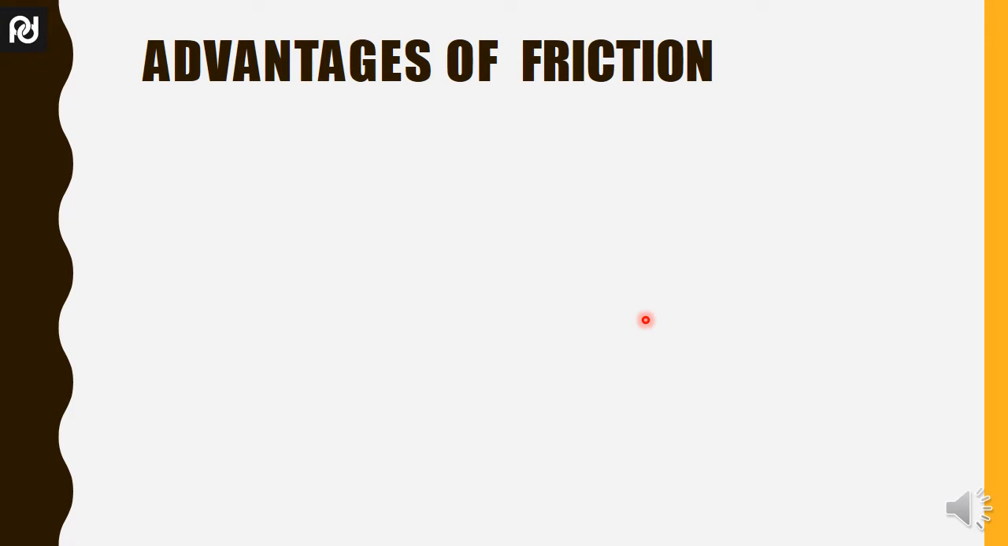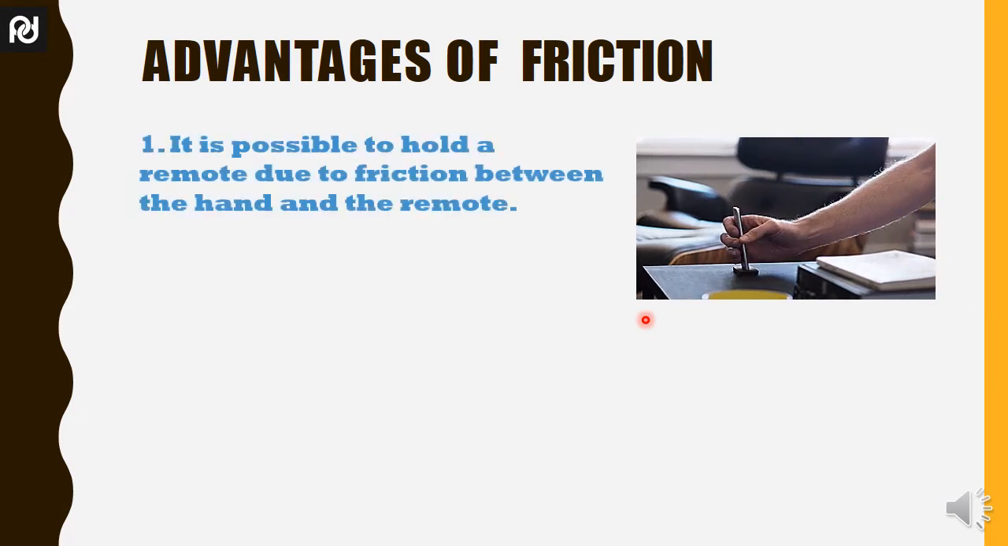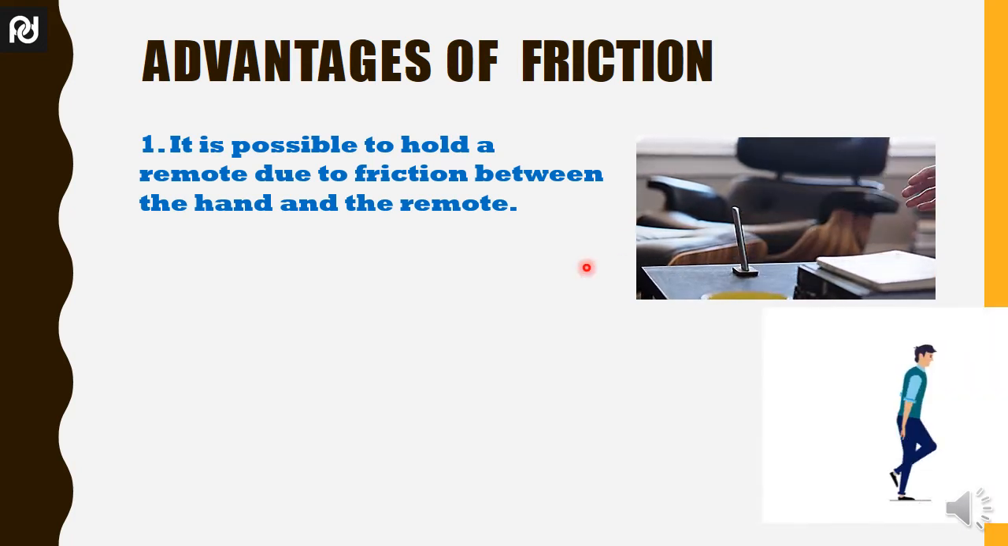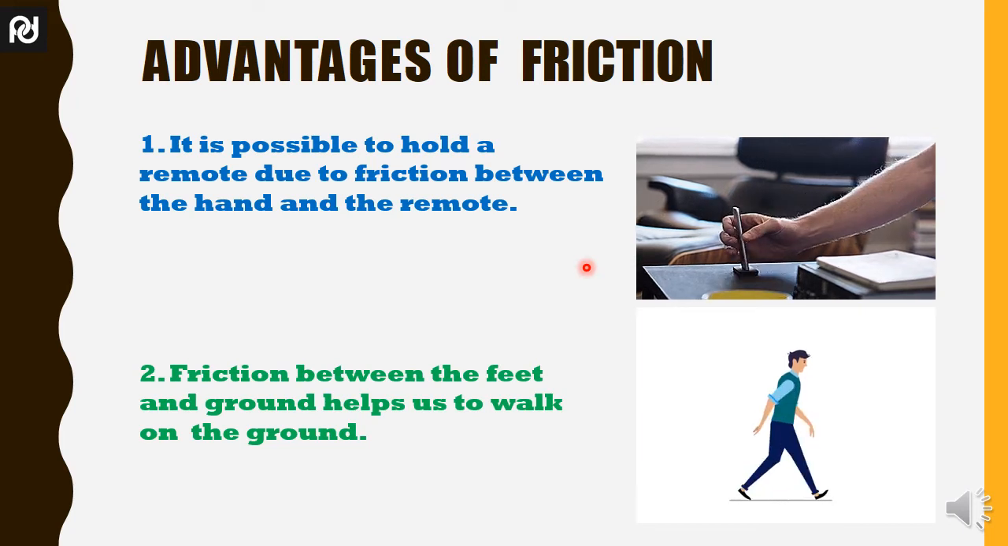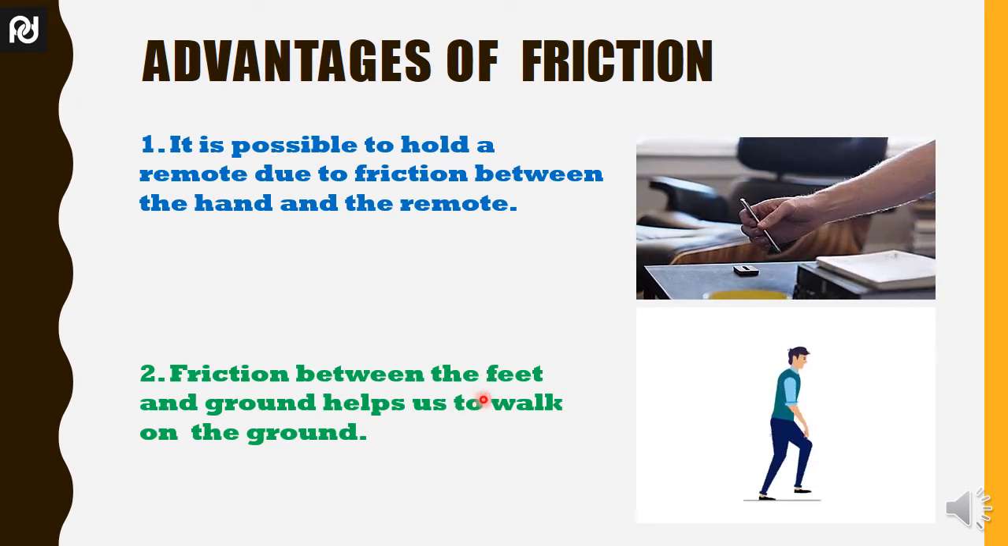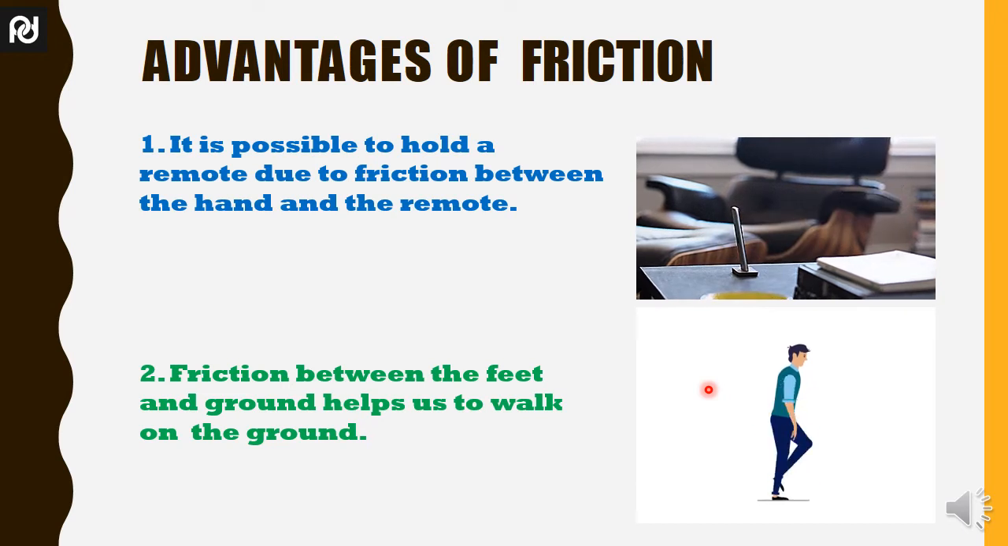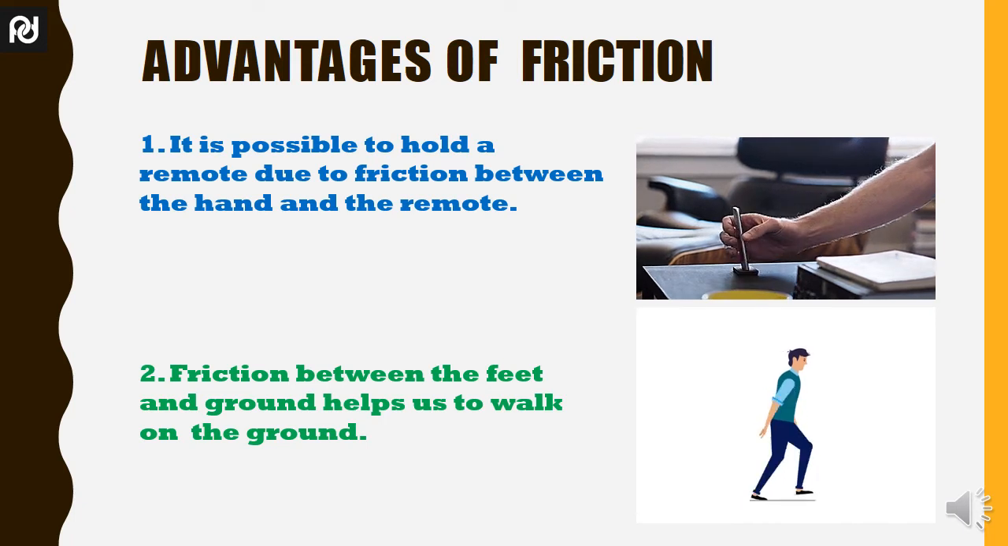So after completing this part, we are now moving on to the advantages of friction. The very first advantage of friction is that it is possible to hold a remote or any other object due to friction between the hand and that object, as you can observe. Number 2, and very important one in our daily life, friction between the feet and the ground helps us to walk on the ground, which is an integral part of our body movement, which is walking. So due to friction we are able to walk on the ground.